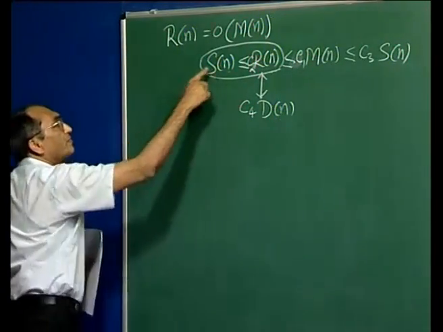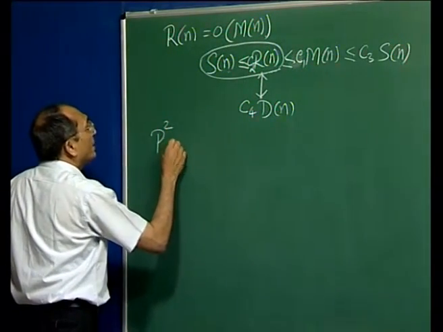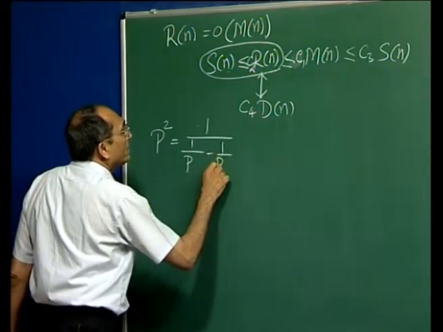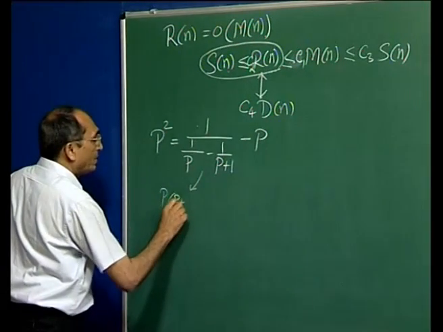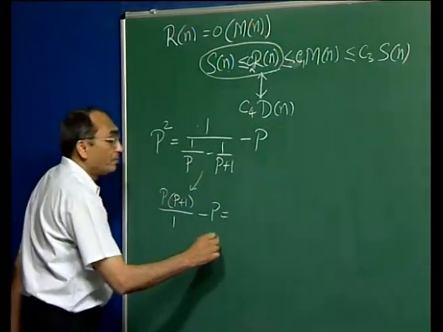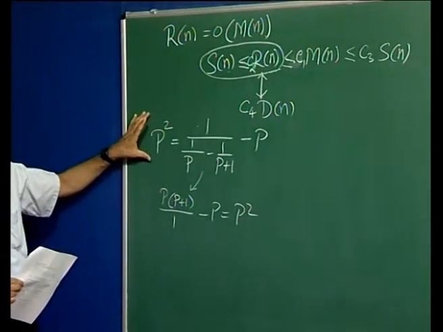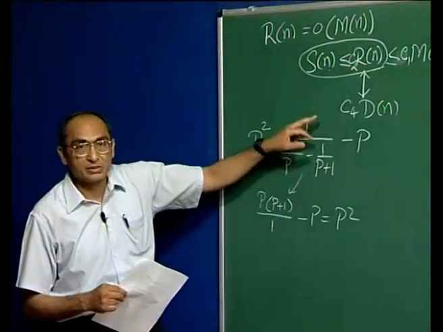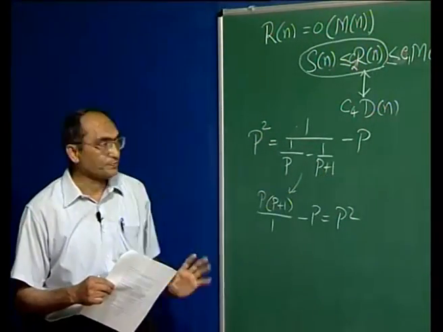Now, the basis of our discussion today is the following observation, namely that p square is 1 over (1 over p minus 1 over p plus 1) minus p, because if you simplify this, you are going to get p times (p plus 1) over 1, minus p, which is simply p square plus p minus p, which is simply p square. Hence, what we will try to do is construct the square of an n-bit number by computing actually three reciprocals: 1 over p, 1 over p plus 1, and 1 over the difference of the two. This is the goal.